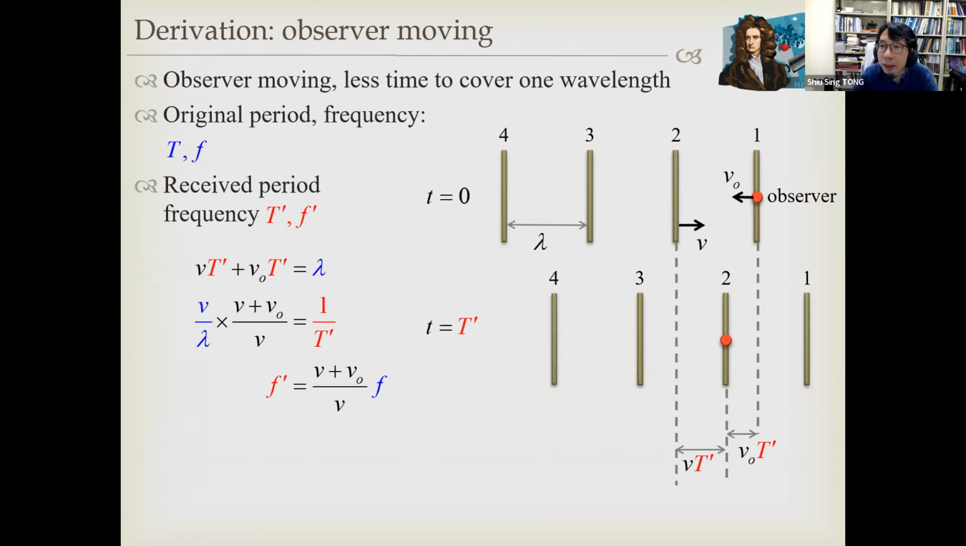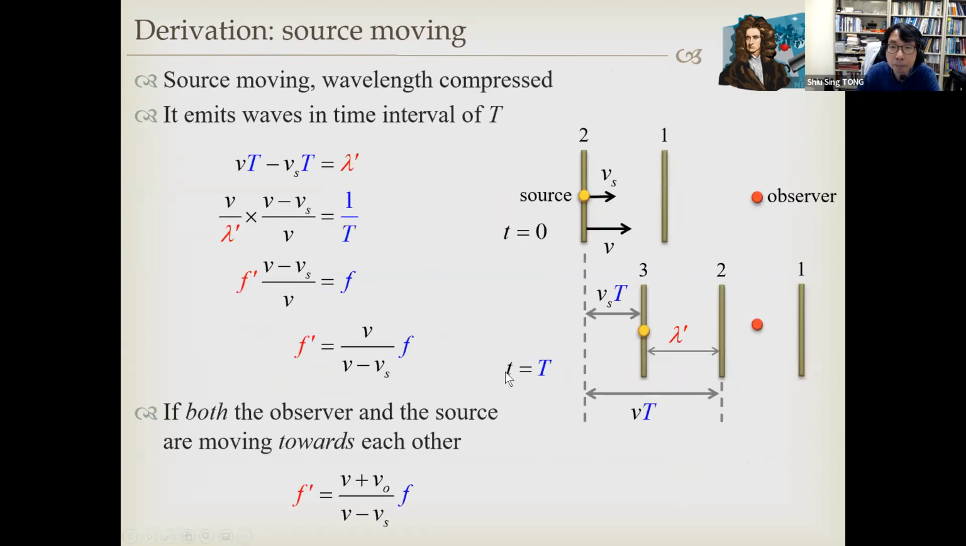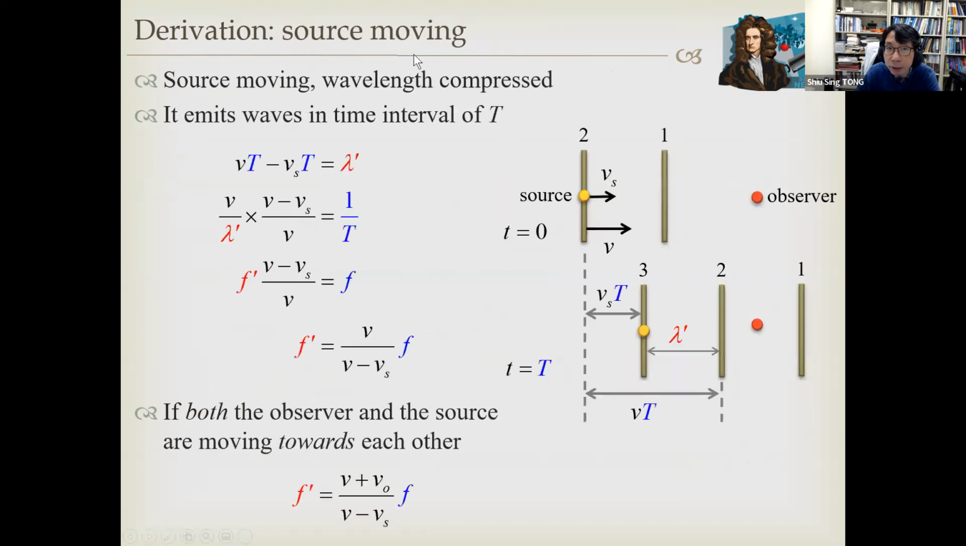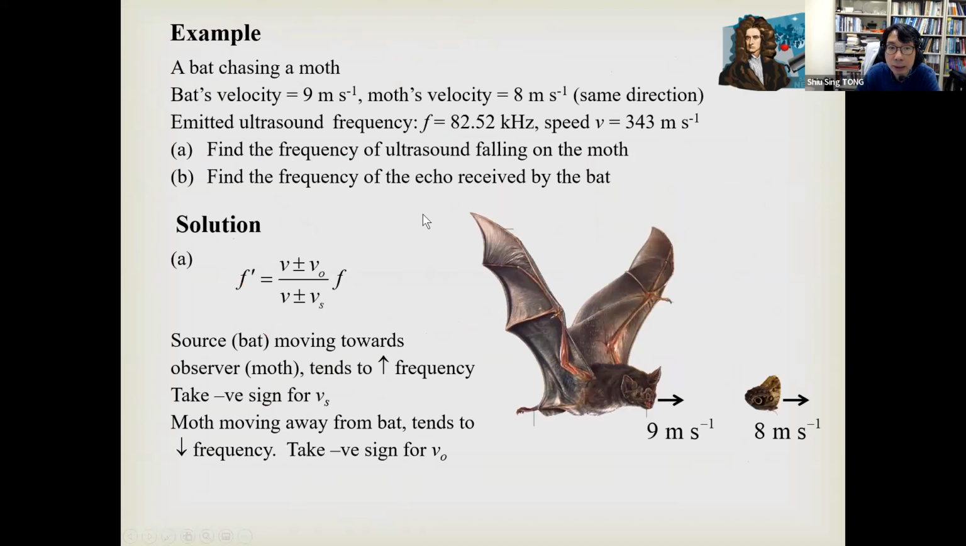Because I don't have enough time to discuss all the content, I just skip the proof. I would like to end my lesson with only one or two examples of applying the Doppler effect. I just skip the proof for the direction for the observer and the source moving. I'll give you this example before we end this lesson.